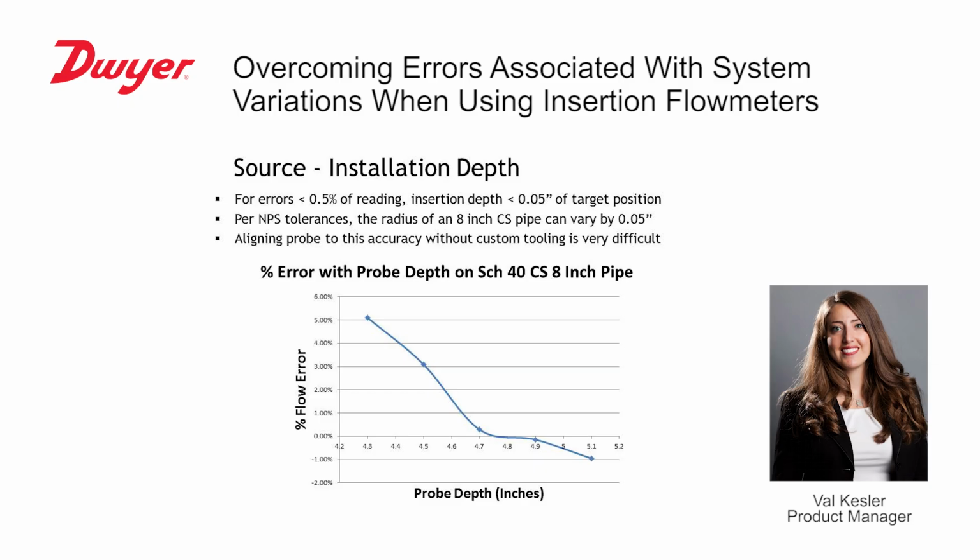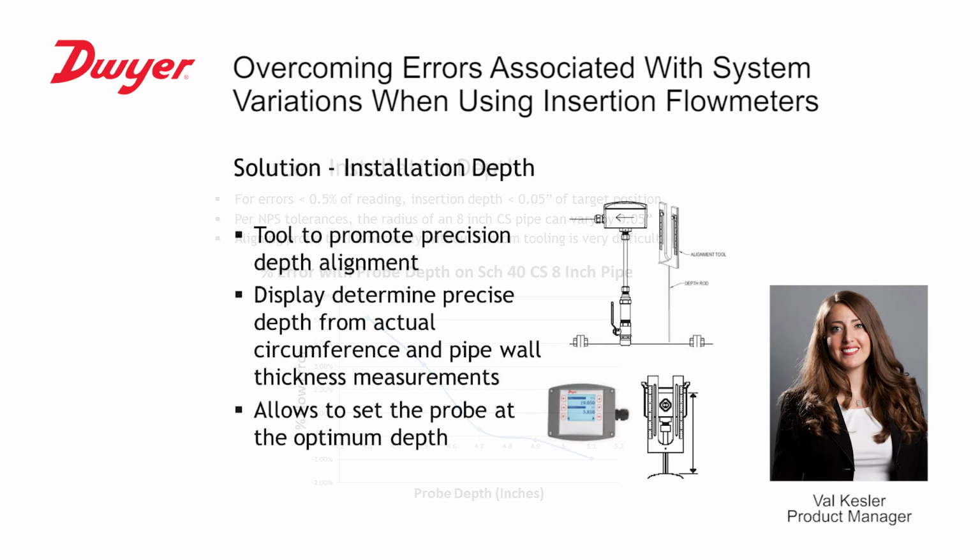You can see here on the graph, what I have depicted is the percent error of probe depth on a Schedule 40 carbon steel. What you're looking at right here is that for this 8-inch carbon steel, the correct insertion depth is a little past the halfway point, which would be around 4.8 inches. So you can see that a variance of as much as half of an inch can actually cause a 5% flow error in your actual reading. So that was fairly surprising.